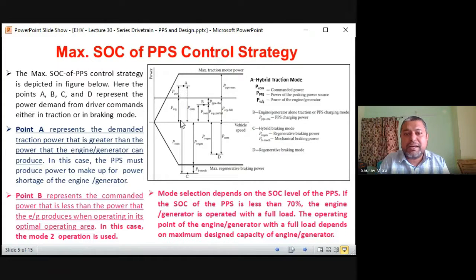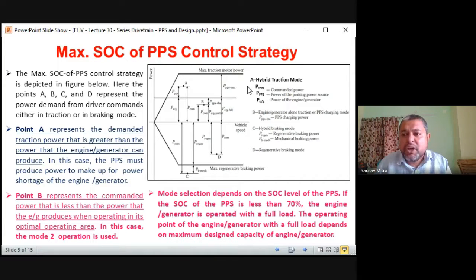First case, what is the criteria? In this case, the maximum commanded power is greater than PEG power. You can check. This is the command power, greater than the PEG power. So that's why in this case, PEG plus PPS is supplying the commanded power. So both these cases are when the power demanded is in traction mode. That means the vehicle is trying to go in the forward direction and traction is occurring.